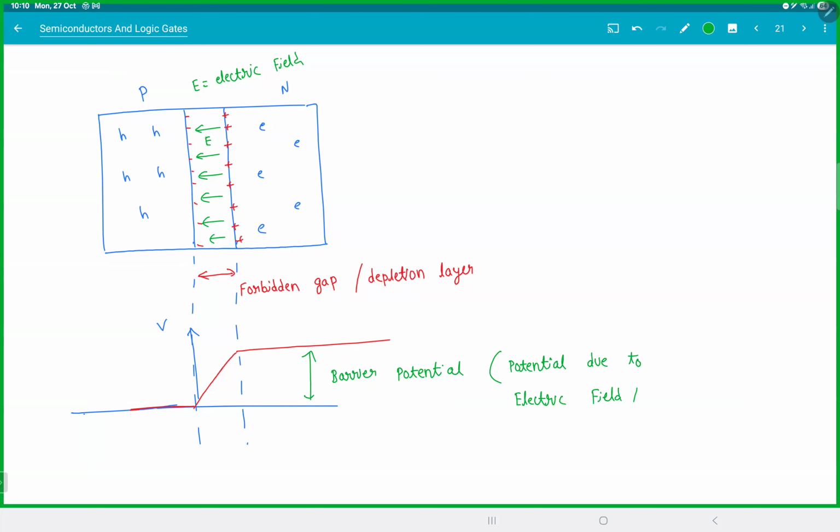And you should remember these values. For silicon, the barrier potential is 0.7 volts. Means if you give 0.7 volts across a silicon, it becomes conducting. In the exam, they won't give these values. You will need this to solve some problems.